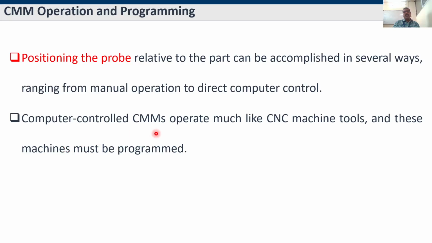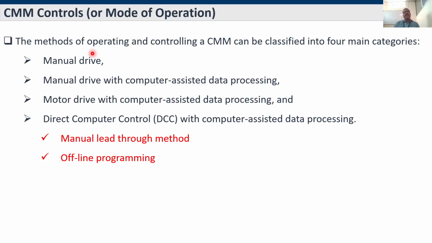Computer controlled CMM operates like a CNC machine tool. In a CNC machine also, it runs in the same manner. So the CMM also needs to be programmed properly according to what kind of positioning we are planning for the particular probe, or if it is a moving table, how we are positioning the table in the measuring volume. As I said, there are four different types of methods available.